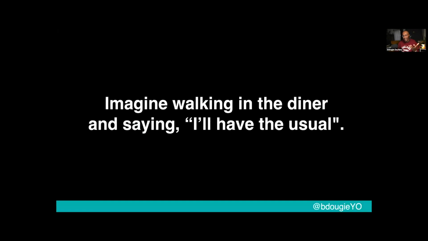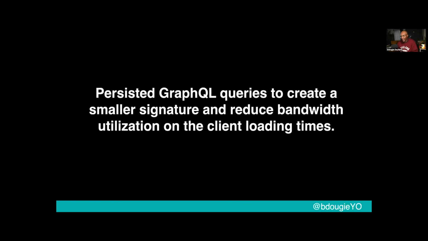And the quote is, imagine walking into a diner and saying, I'll have the usual. That's what a persistent query is. If you already know the data you're going to want and you want it cached, they're just going to give you the same. If you go into a diner every day and ask for a sandwich, they're going to give you the same sandwich. They know you're going to ask for that, and they'll revalidate that too.